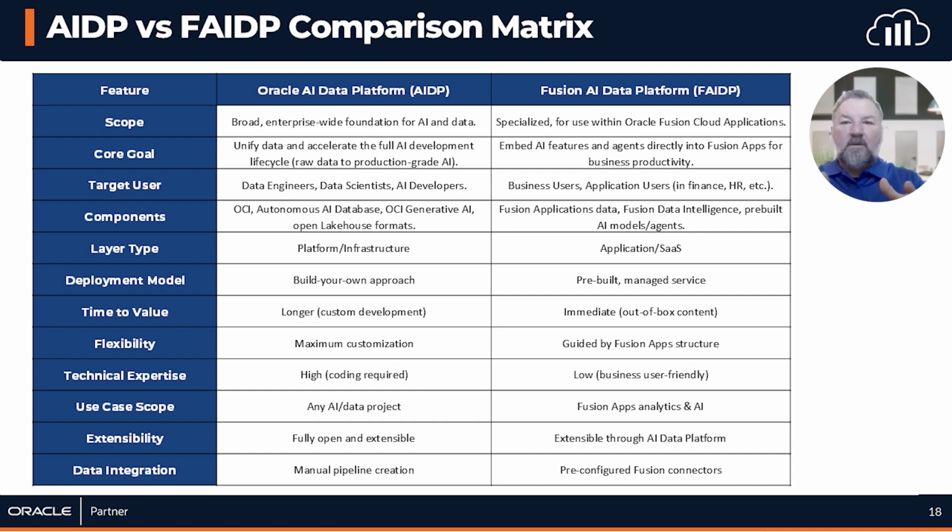The core goal of the AI Data Platform is to create a unified data and AI foundation and accelerate the data development lifecycle, versus the Fusion AI Data Platform has a lot of AI embedded features, and again, it's meant purposely specific to use with Fusion applications.